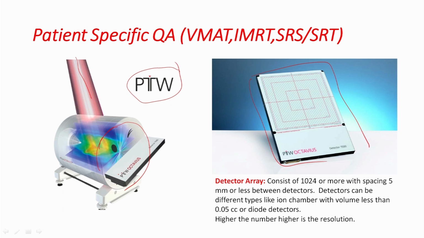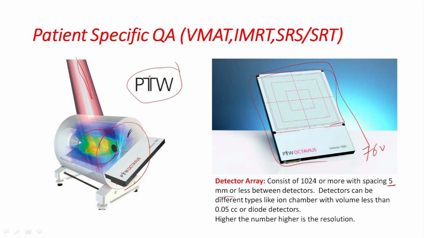It remains static, and from different gantry angles the beam is delivered, and dose is recorded in these detectors, and this is called a detector array. This detector array consists of 1024 detectors, or in some there are 760 detectors. With advanced ones there are 1024 detectors or more, with a detector to detector spacing of 5 mm or less, depending upon the detector array.